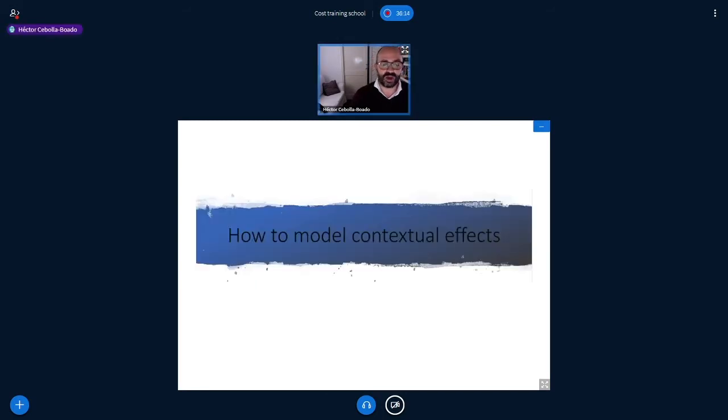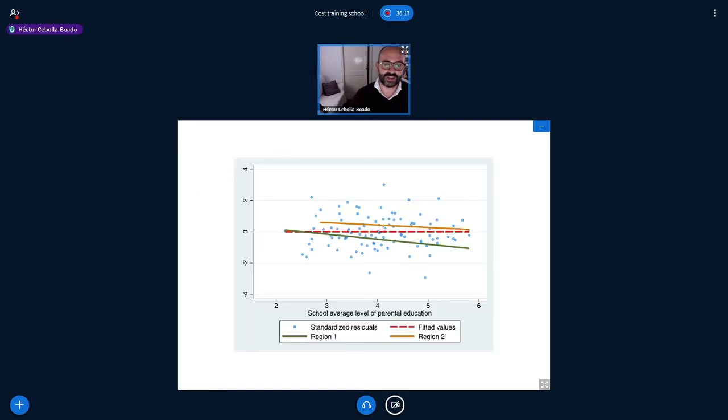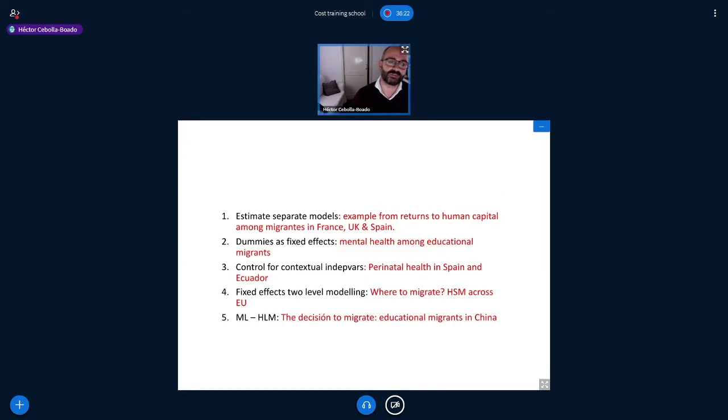So how can we deal with this problem? How can we get rid of this annoyance that we create for ourselves if we ignore context? First of all, this is not an exhaustive or complete list of solutions, but I will discuss with you 5 different solutions to this problem. The first one will be to estimate different models for different contexts.